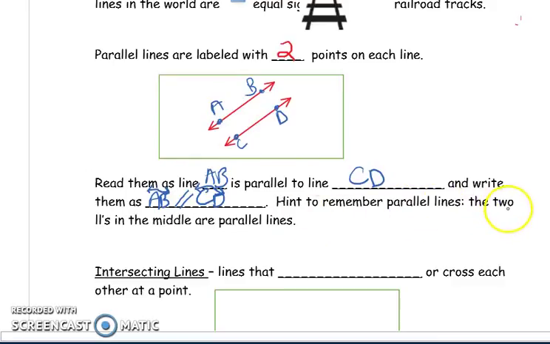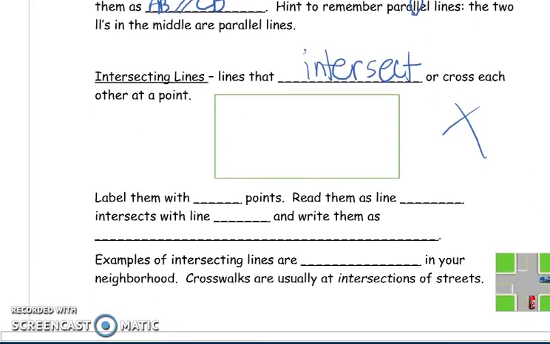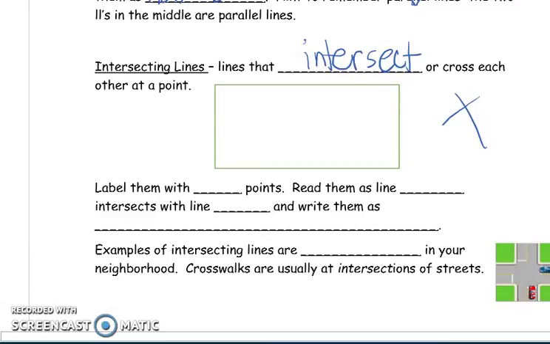The hint to remember parallel lines is the 2 L's in the middle of the word are parallel. So that L is parallel to that L. Okay? Now we're going to talk about intersecting lines. Lines that intersect or cross each other at some point. So a multiplication sign is an intersecting line. Okay? Let's draw some intersecting lines, and we're going to label them.